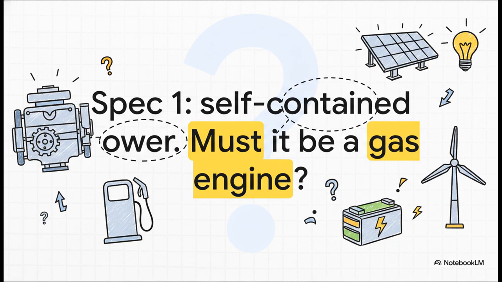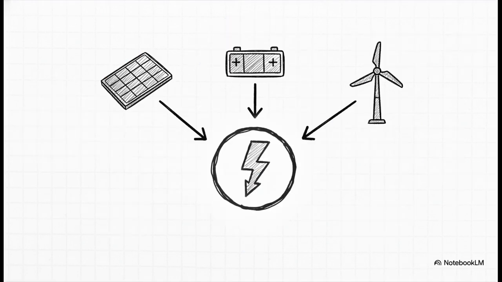All right, let's test this out. Take that first spec, self-contained power supply. Does that automatically mean we have to use a little gas engine? What do you think? The answer is a big, resounding no. And as Dr. Ampadu notes, this is a perfect example of a great performance spec because it leaves the door wide open. It could be a battery. It could be solar-powered. Maybe it's some other clever thing we haven't even thought of yet. The designer is totally free to innovate and find the absolute best how to meet the what.